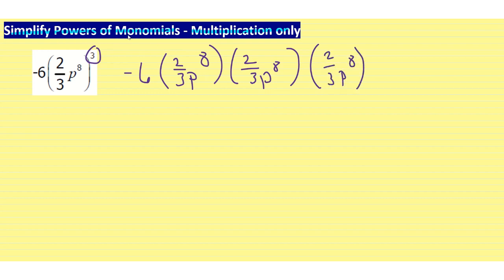Okay, so that's what I want you to understand about when I say multiplication only, because literally -6 is being multiplied times this monomial. There's a monomial in there. This whole little thing, everything's just being multiplied, so that represents one monomial, and that's being multiplied times this monomial, and that's being multiplied times this monomial. Okay, so that's why we call it simplifying powers of monomials and multiplication only, because it's like this times this times this times this.